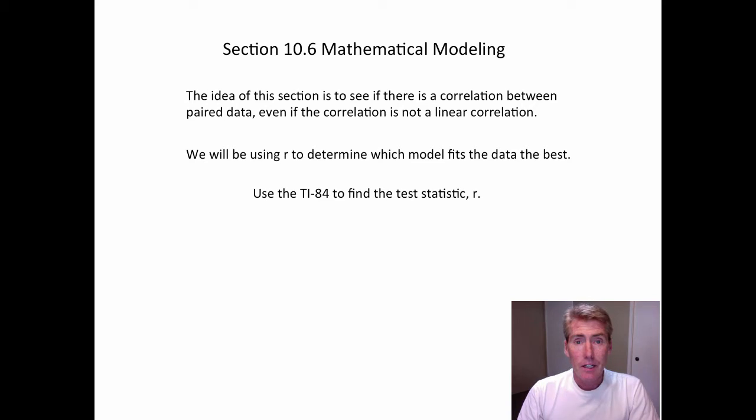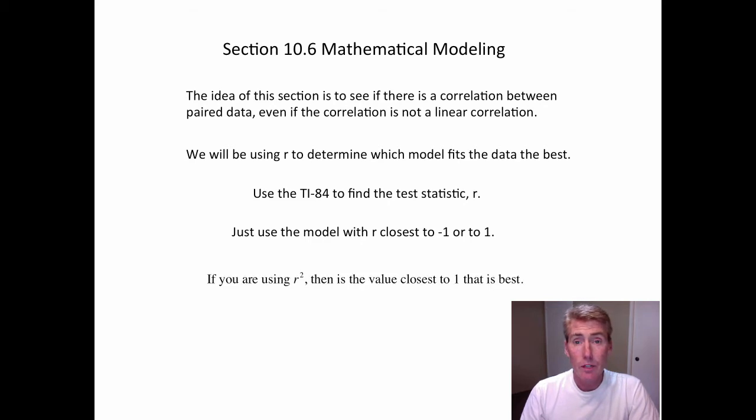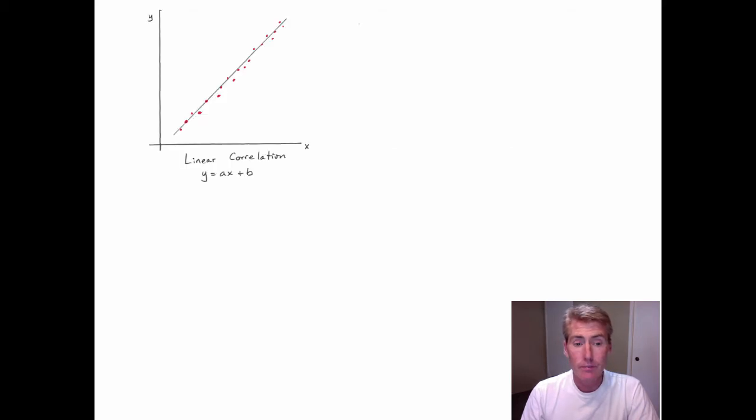Again, we're going to be using the TI-84, make things go a lot faster. And the idea is if you look at the R, whatever's closest to 1 or negative 1, that's what you should use. That's the best. Or sometimes you just have R squared, so that gets rid of the negative, and in that case, whatever's closest to 1 is the best.